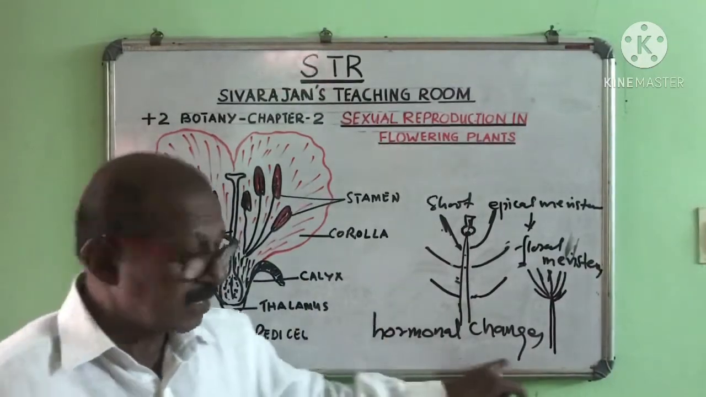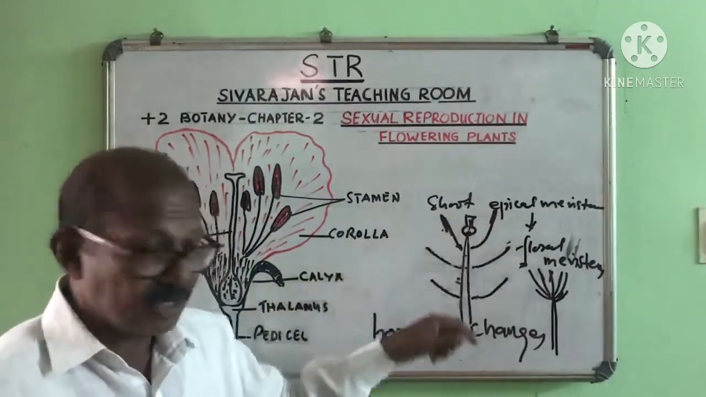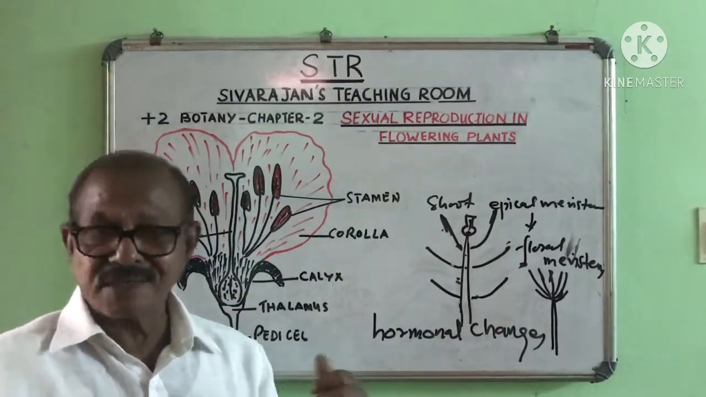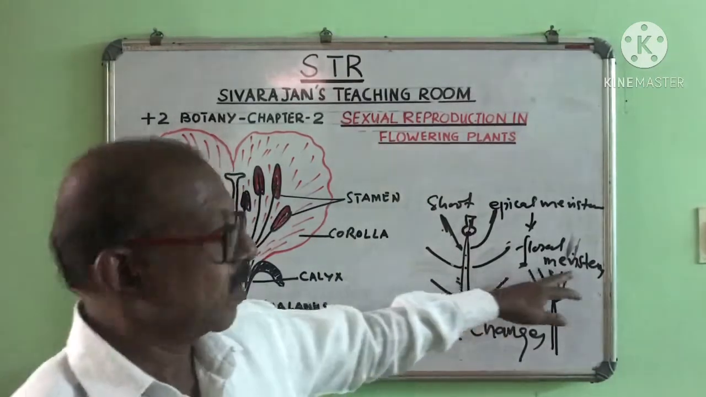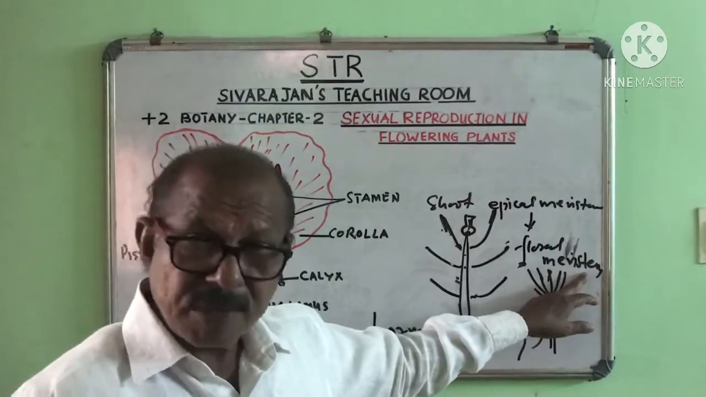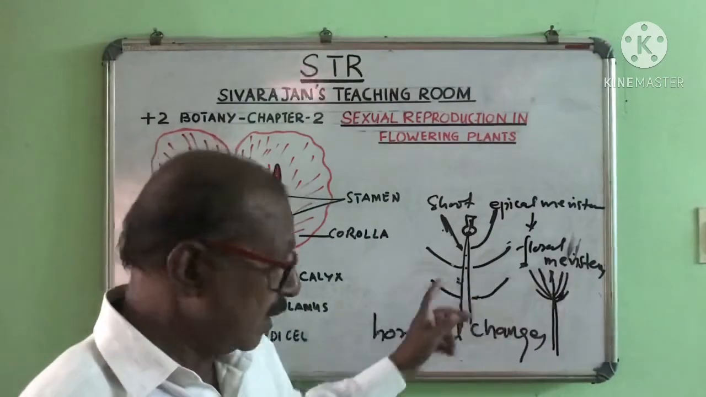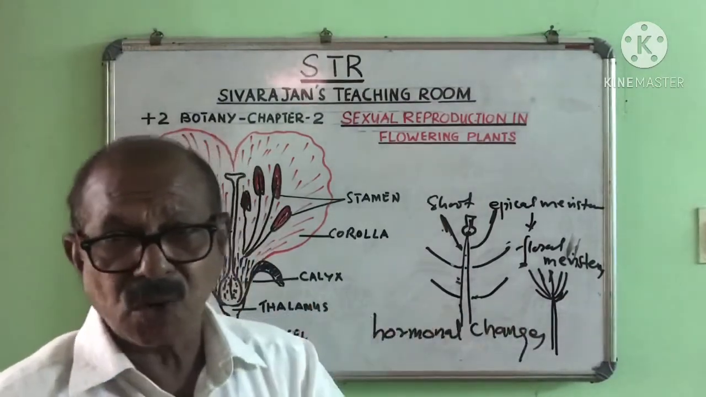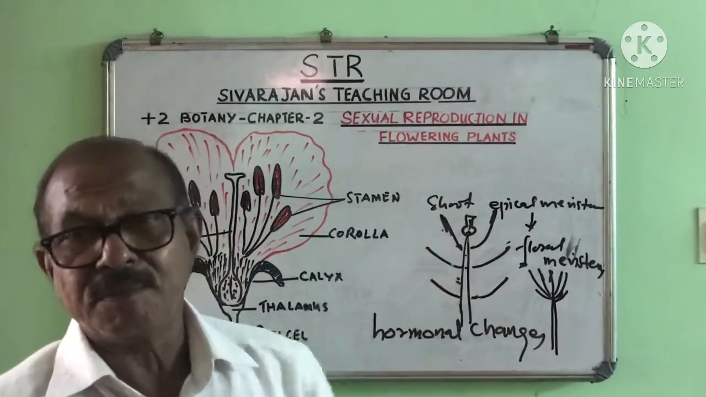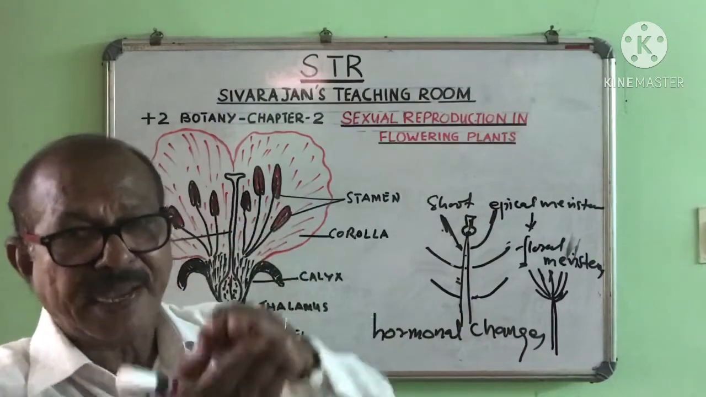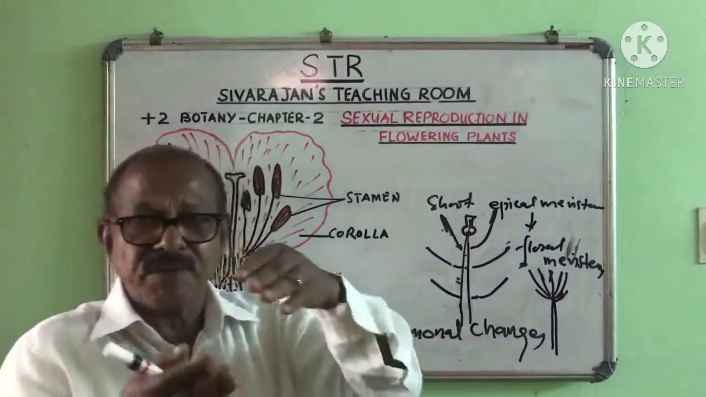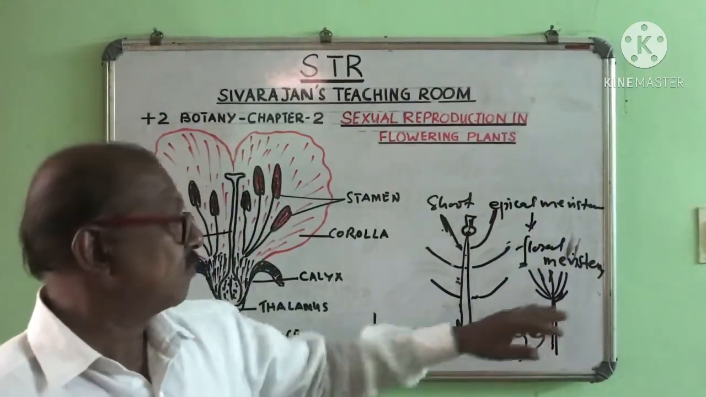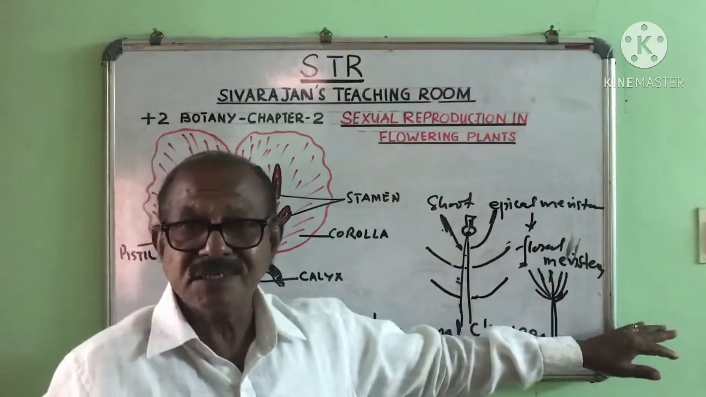Due to hormonal changes, the shoot apical meristem undergoes structural changes and develops into floral meristem. From the floral meristem, instead of developing the leaves, it develops the floral parts. So from each node, the floral parts develop and the nodes become compact. The compact means the nodes become very close and becomes a flower. That is how a flower is developed.